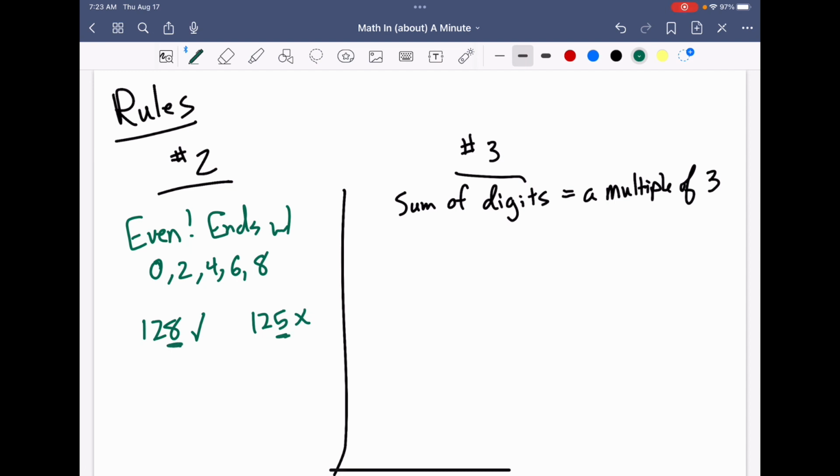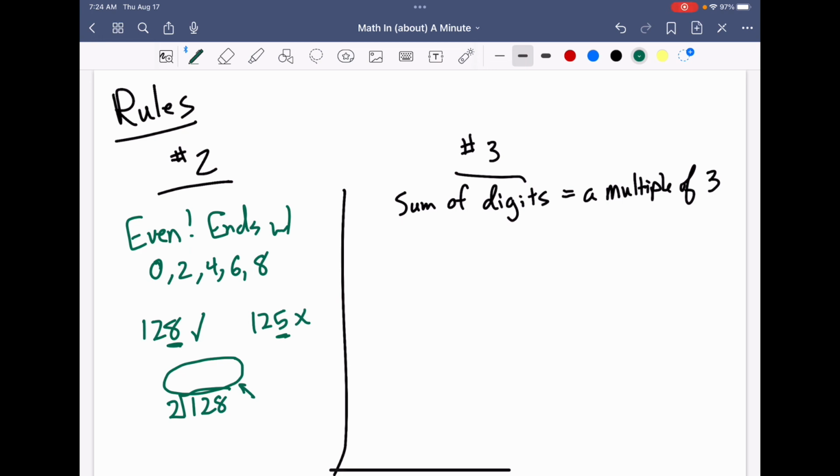And ultimately what this means is that we can take the number 128 and divide it by 2, and we're going to get something nice and clean. It's going to work out very nicely. And then once we have this number, we can break that number down further if we wanted. So let's move on to the rule for 3.